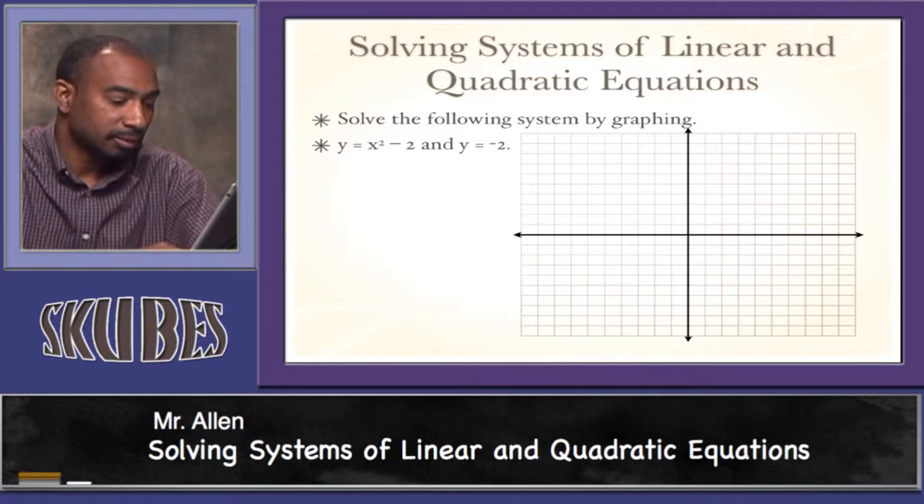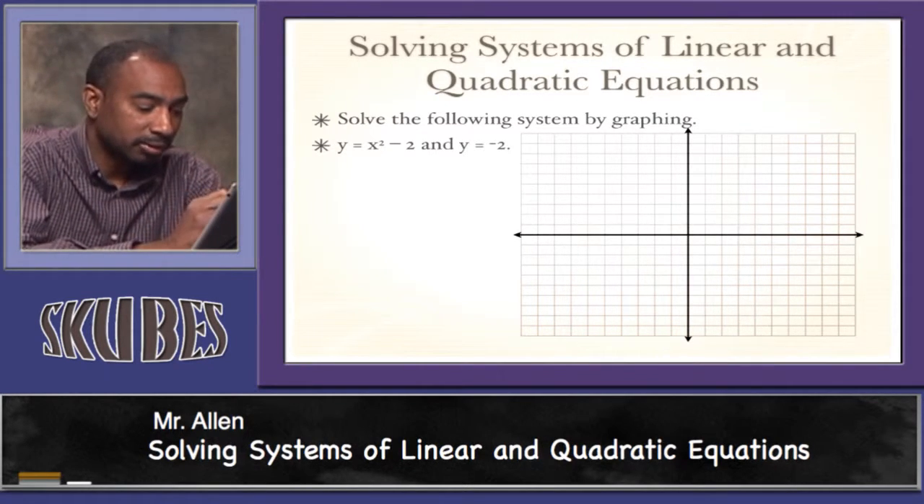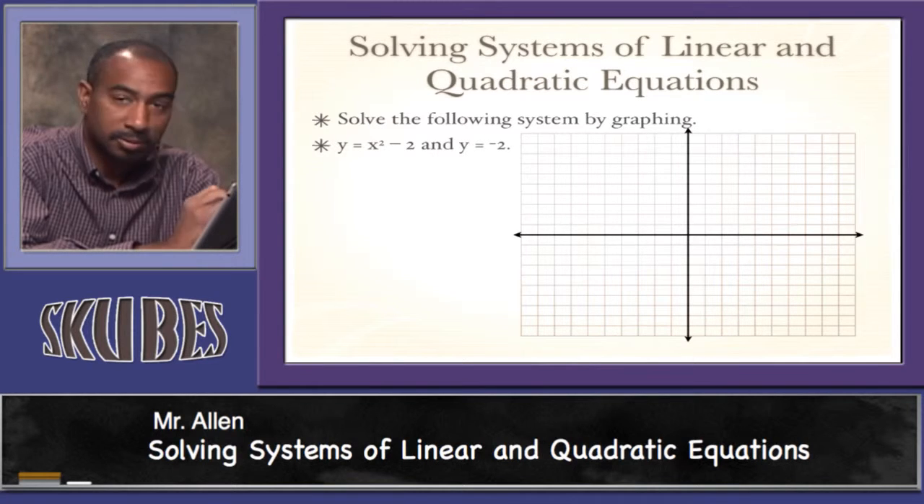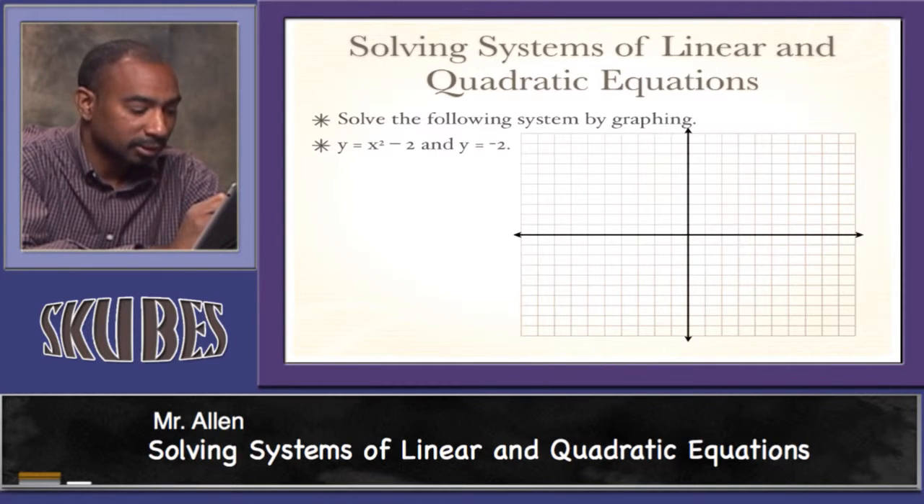All right, for example, solve the following system by graphing. Now here we have a quadratic equation. You can tell because x is raised to the second power. y equals x squared minus 2, and y equals negative 2. I'm going to start off with the linear.